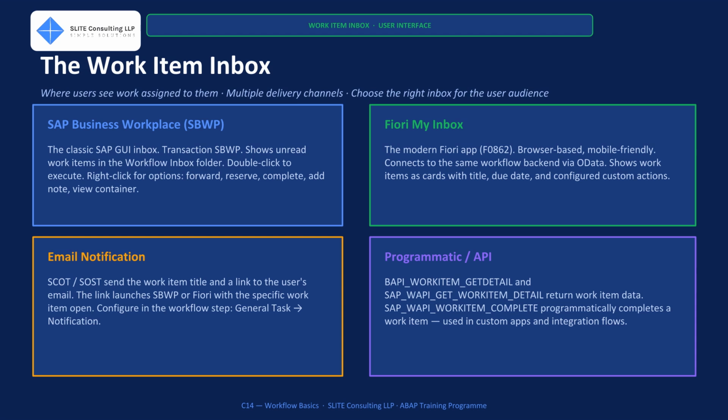The modern channel is Fiori My Inbox, app F0862, browser-based and mobile-friendly. It connects to the same workflow backend via OData and shows each work item as a card with title, due date, and configured custom actions. Email notifications go through SCOT and SOST. The user receives the work item title and a link that launches SBWP or Fiori directly on that item. Configure email under the Workflow Steps General Task Notification settings.